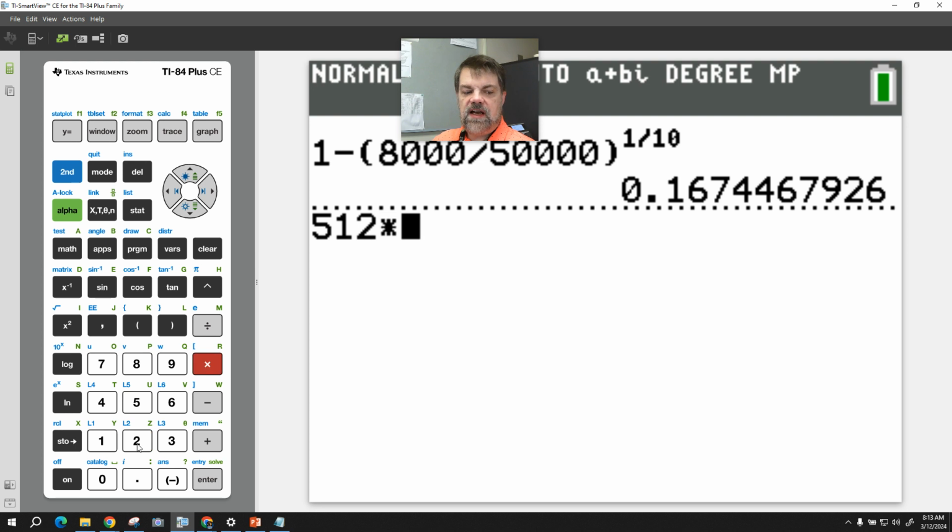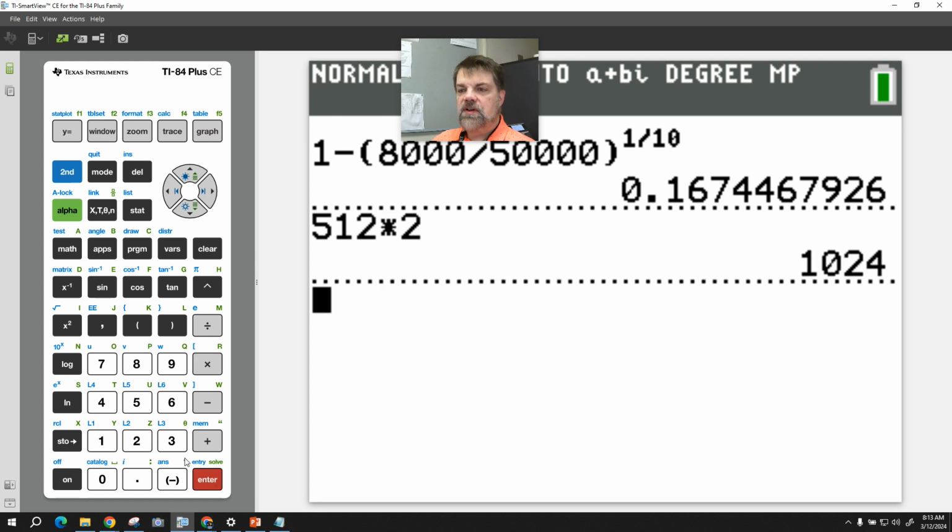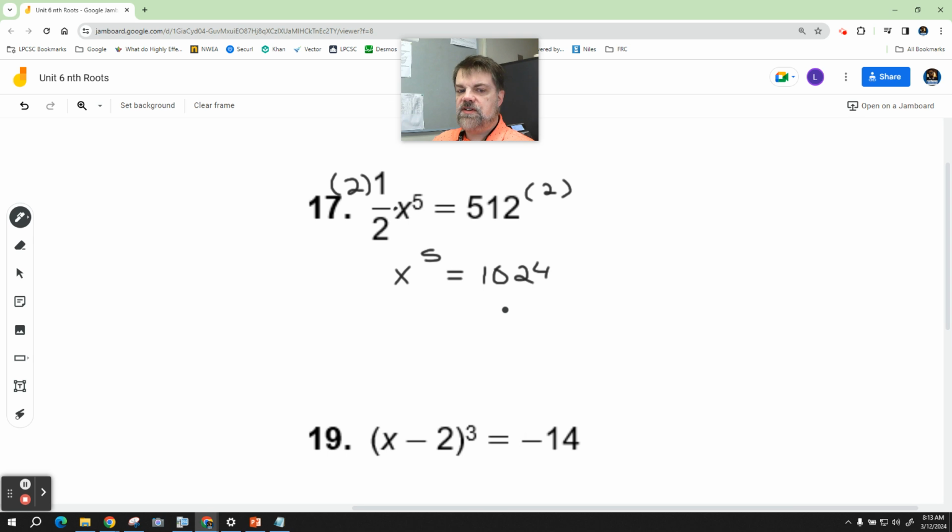512 times 2, 1024. So that's right. So I know to get rid of this 5, which is a power, to undo a power, I have to do a fifth root. Whatever I do on one side, I have to do on the other.